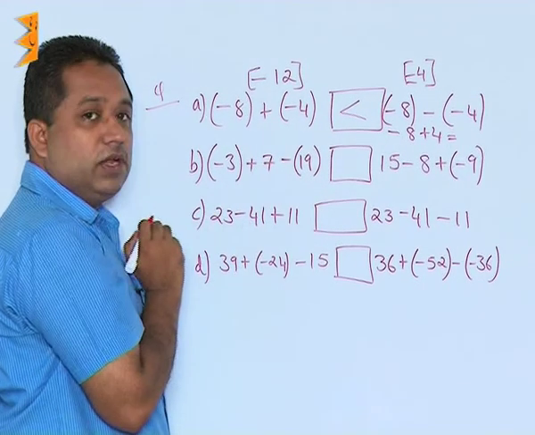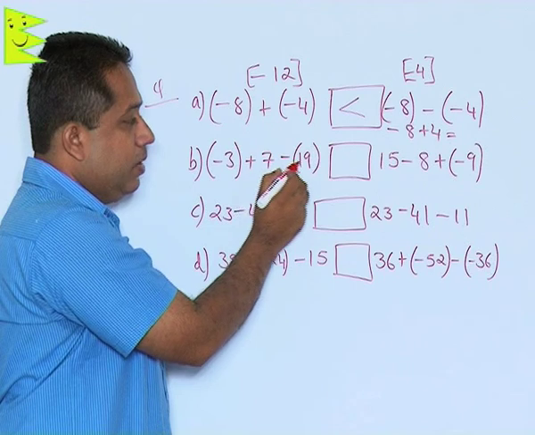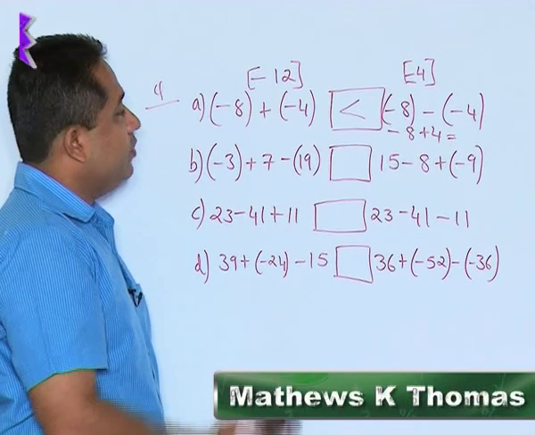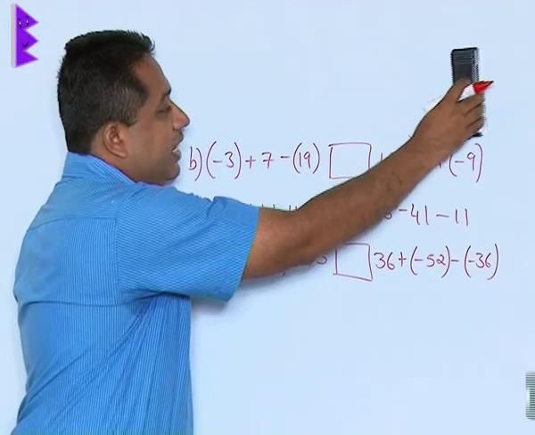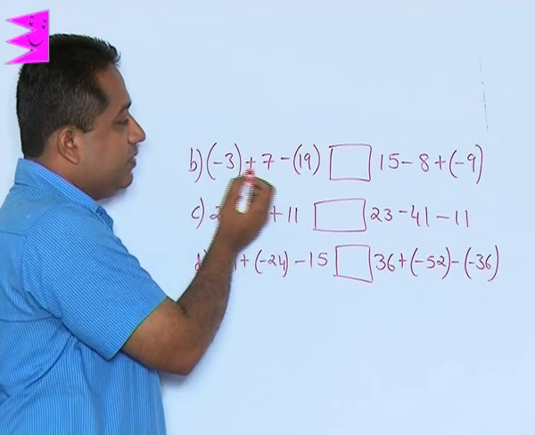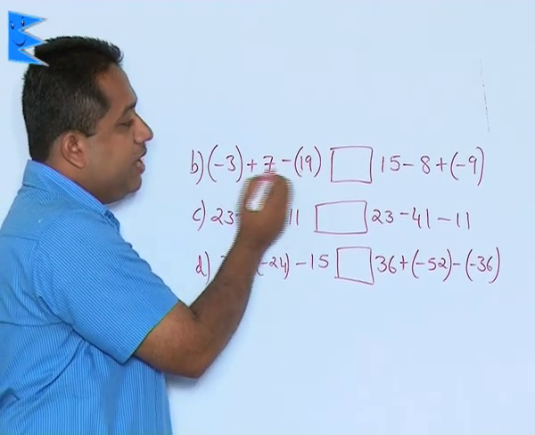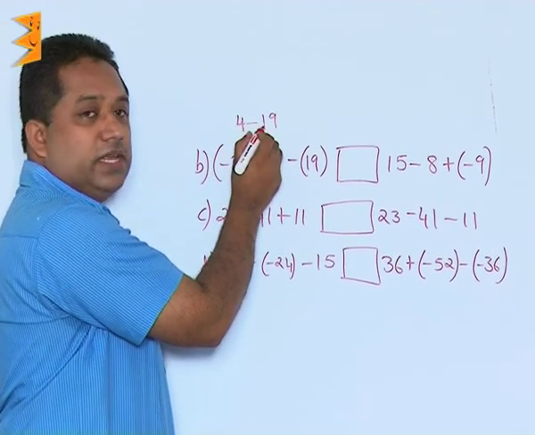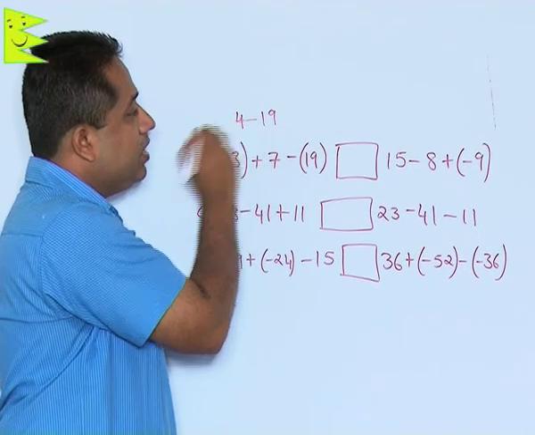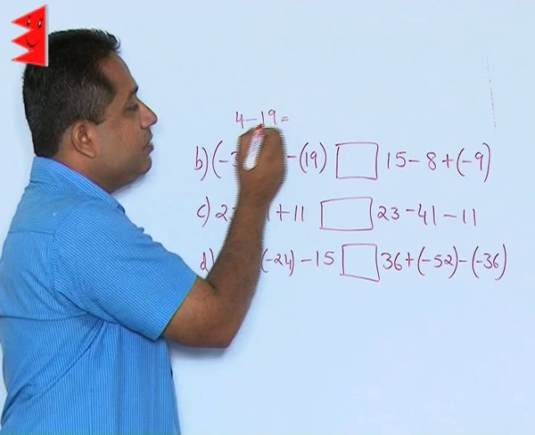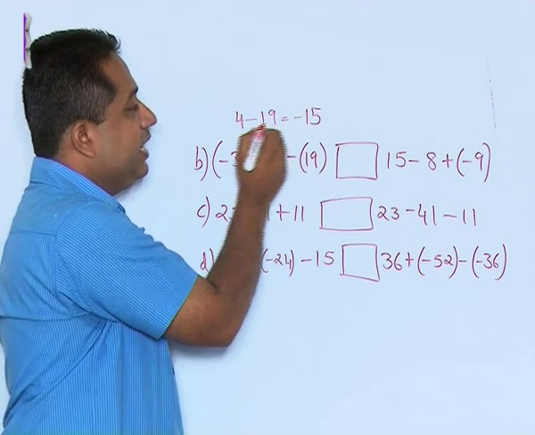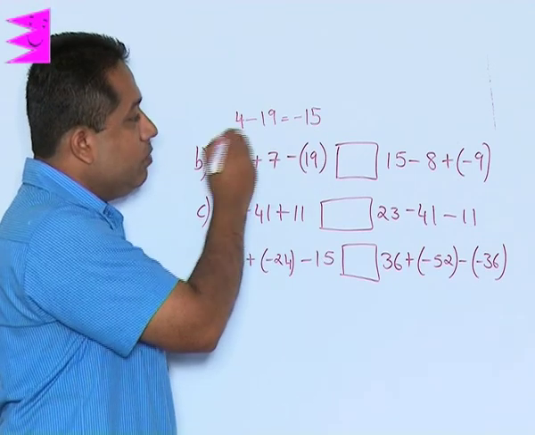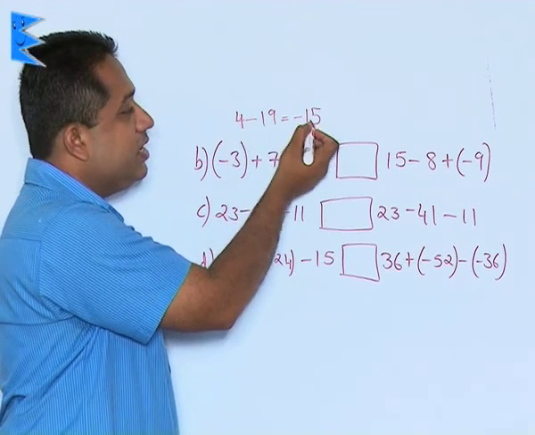Similarly, let us do the second one now. This is minus 3 plus 7 minus 19 and 15 minus 8 plus of minus 9. Now, how do we solve this? We are going to solve the LHS first. Minus 3 plus 7 is going to give us positive 4, and 4 minus 19, we have a plus and minus combination, so we are going to subtract 19 minus 4, we are going to get 15, and we are going to put the symbol of the bigger number. Bigger number is 19, symbol before that is minus. So, 4 minus 19, we are getting minus 15. 19 minus 4 would have been positive 15, but 4 minus 19 is negative 15.